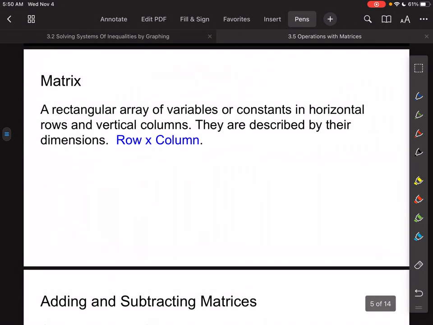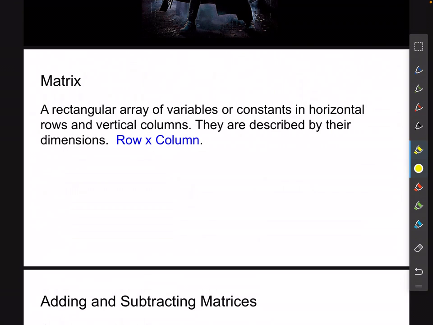So what is a matrix? A matrix is simply a rectangular array of variables or constants in horizontal rows and vertical columns. They're described by their dimensions. This is very important here, that they are always described with a row coming first, column coming second. So what does that mean? That means if I said that one of the matrices that we're talking about is a 2 by 3, it would have 2 rows, 3 columns.